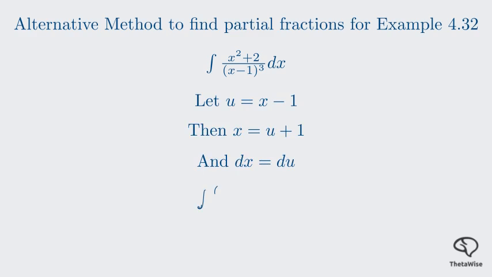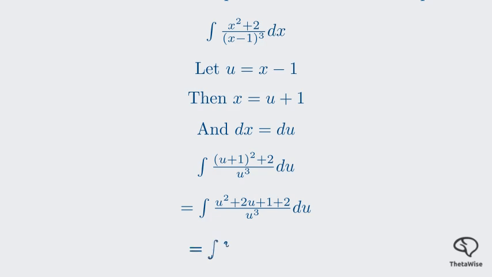Now we substitute everything into the integral. x squared plus 2 becomes u plus 1 squared plus 2, and x minus 1 cubed becomes u cubed. We have a new, simpler integral in terms of u. Next, we expand the numerator. u plus 1 squared is u squared plus 2u plus 1. Adding 2 gives us u squared plus 2u plus 3.